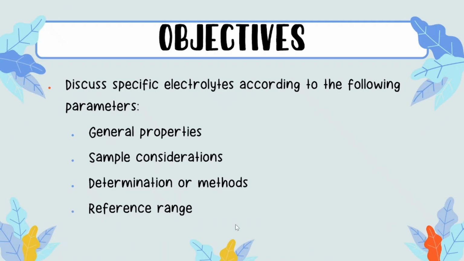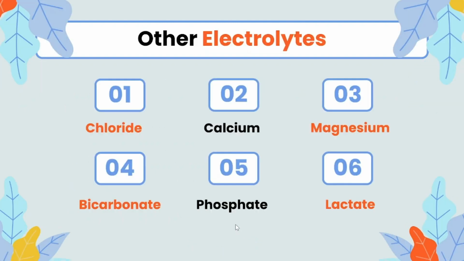So this will be our objective. As usual, we'll begin with the general properties of your specific electrolytes, then their sample considerations, their determination or methods, and the reference range. These are all the other electrolytes that will be discussed in this video, starting from chloride, then calcium, then magnesium, then bicarbonate, then phosphate, and lastly lactate.